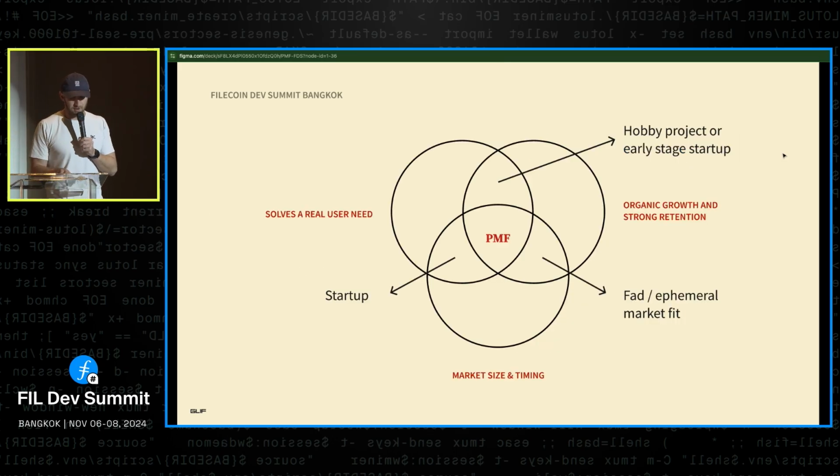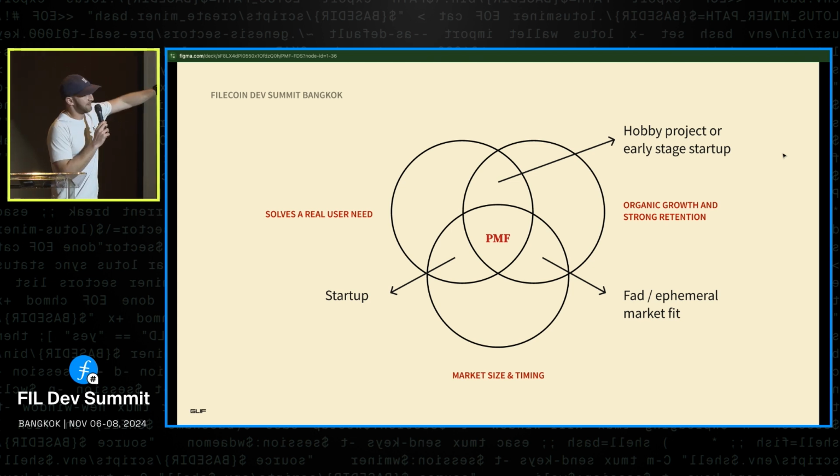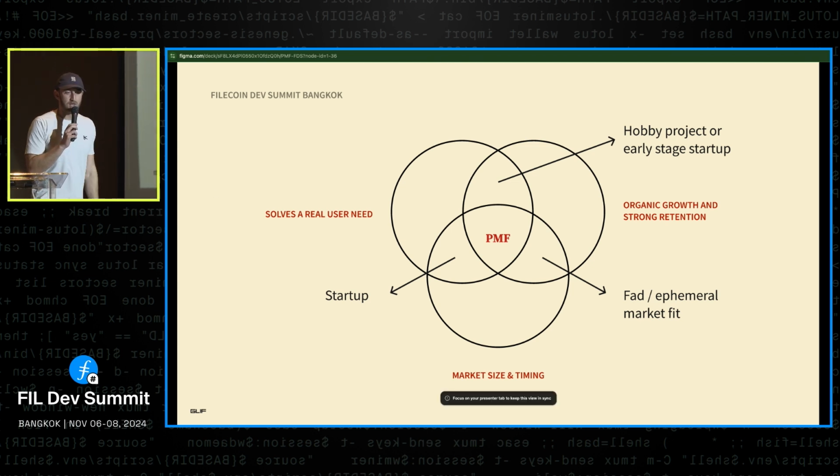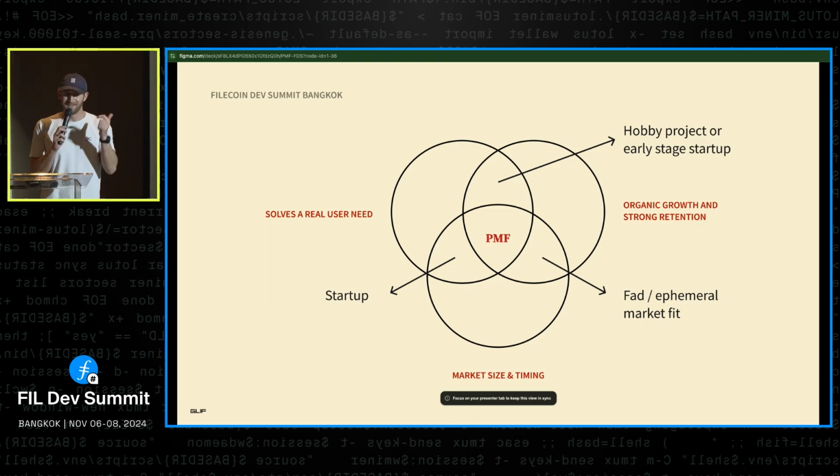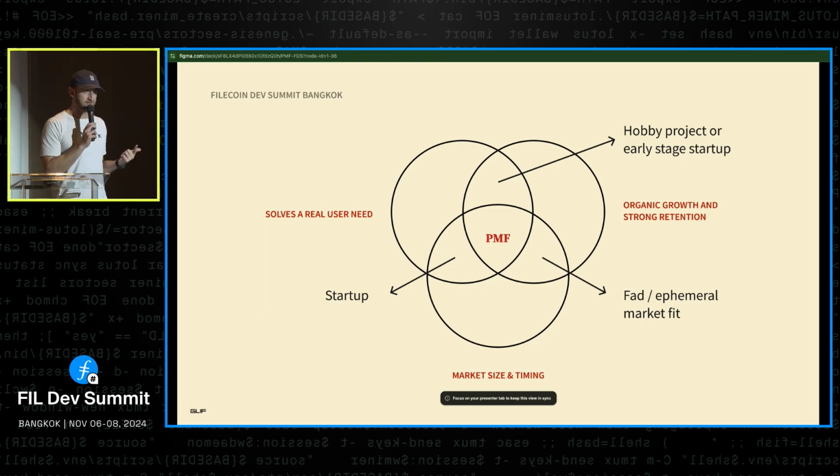Another way to look at product market fit, and to think about where your business is in particular, is this sort of Venn diagram. In order to have product market fit, I think you need to live in the middle of that Venn diagram. So you need to solve a real problem for a real person. You need to have organic growth and strong retention. And there also has to be a market for you to have product market fit.